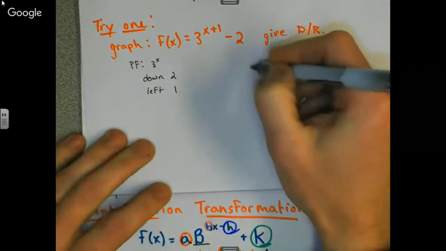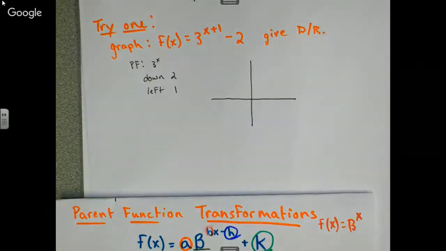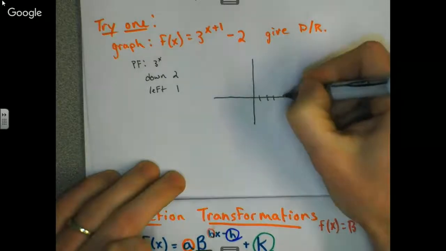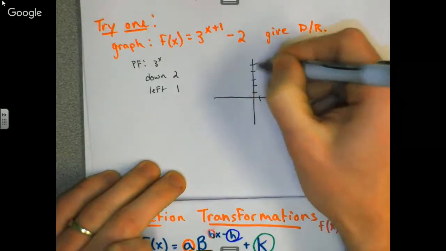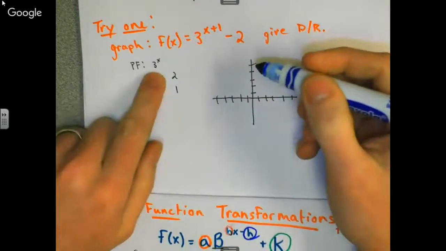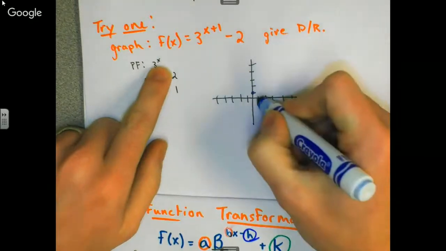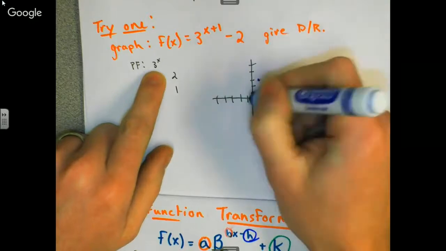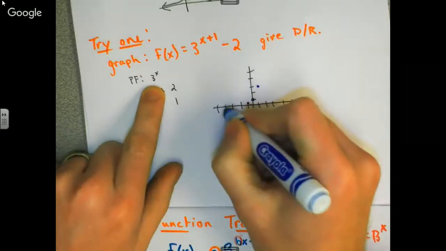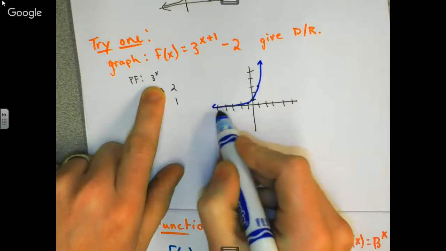If we start with the original parent function, 3 to the x, that's going to cross at (0, 1). If I put 1 in for x, I get 3. And if I put negative 1 in, I get 1/3. So here's my parent function, something like that. Again, this never touches the x-axis.